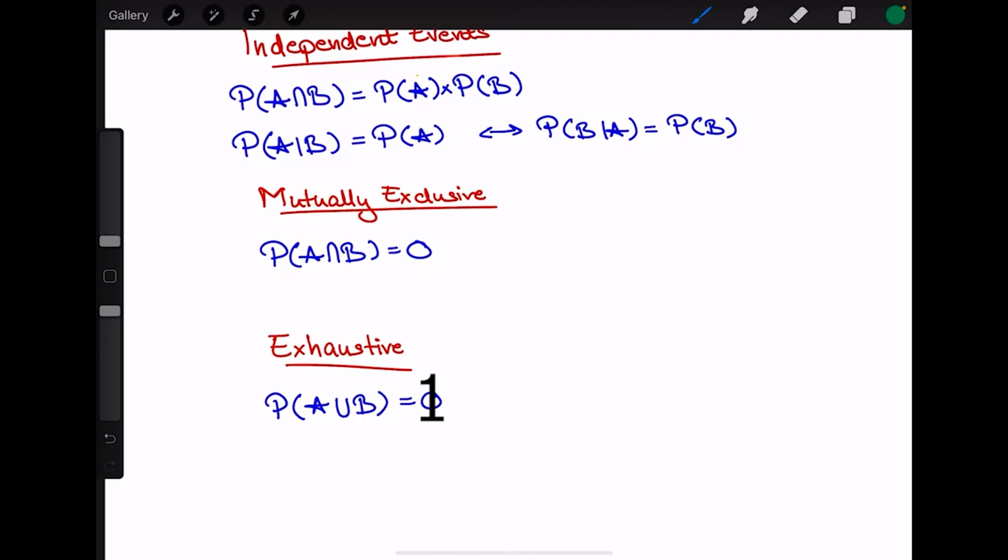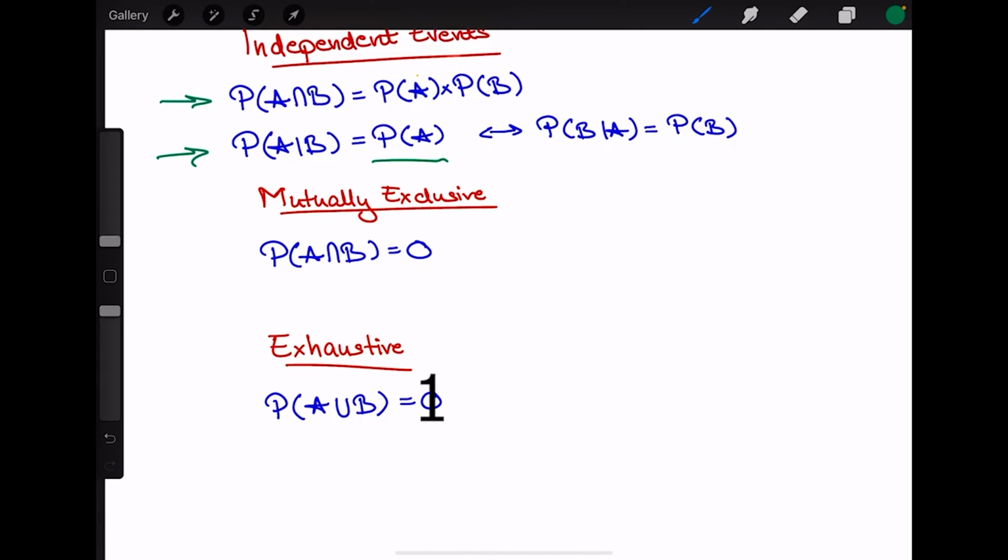The two formulas for independent events: their intersection is simply the product of their probabilities, and A given B is simply A, or B given A is simply B, because as I already stated, if one event is occurring, it does not affect the other whatsoever.